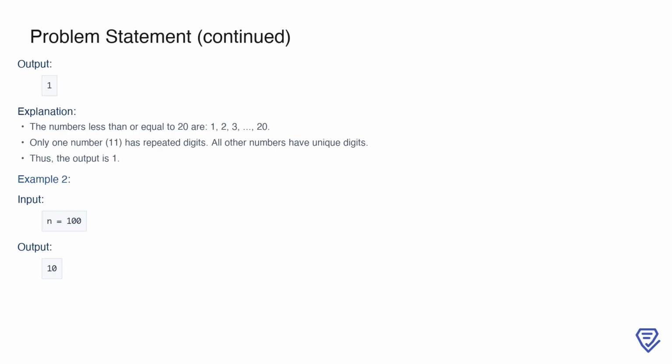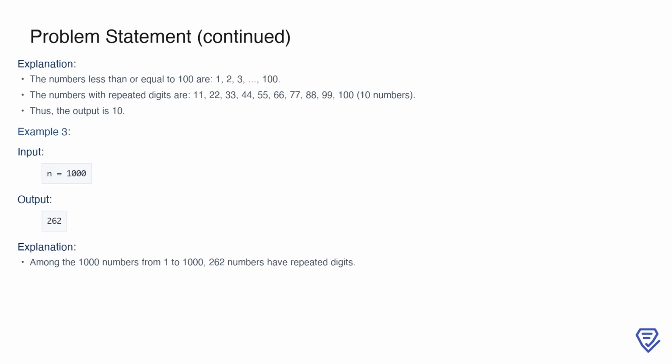For instance, if n is 20, the numbers we're considering are 1, 2, 3, all the way up to 20. Among these, the only number with repeated digits is 11, since it consists of two ones. All other numbers have unique digits. Therefore, the output in this case is 1. Now, if we take another example where n equals 100, we have numbers from 1 to 100, and here, 10 numbers have repeated digits. These include numbers like 11, 22, 33, and so on, all the way up to 100. Thus, the output is 10.